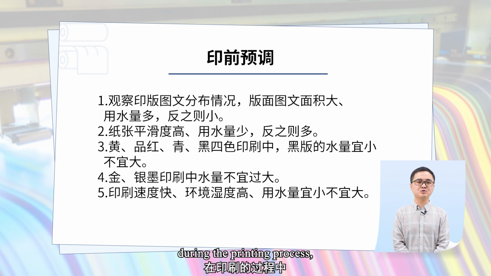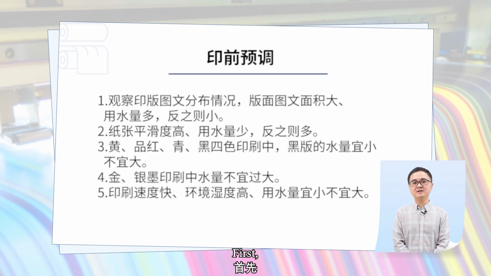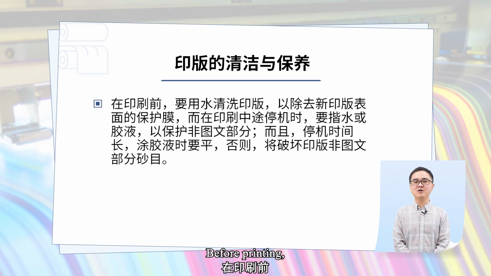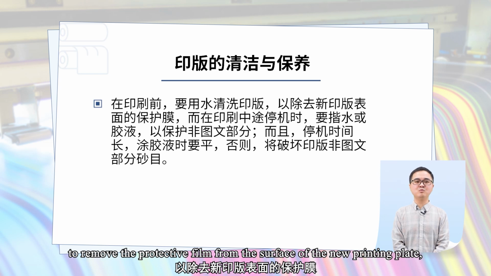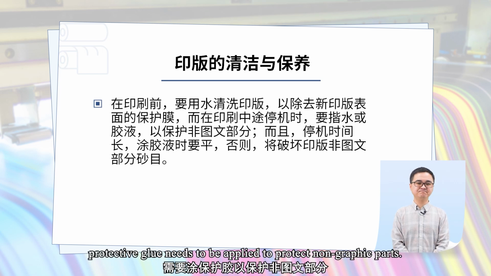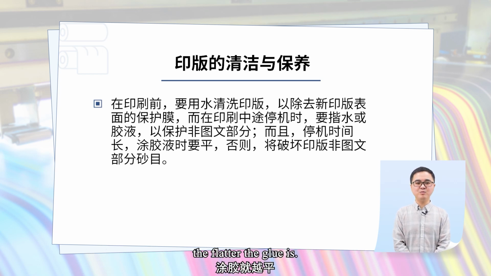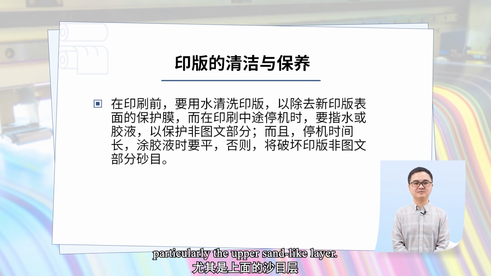Except for pre-press, during the printing process, we should also pay attention to the control of ink-water balance. First, we need to keep the plates clean and maintain them. Before printing, we need to wash the plates with water to remove the protective film from the surface of the new printing plate. And when the printing is interrupted midway, protective glue needs to be applied to protect non-graphic parts. And the longer the downtime, the flatter the glue should be. Otherwise, the non-graphic part of the printing plate will be damaged, particularly the upper sand-like layer.